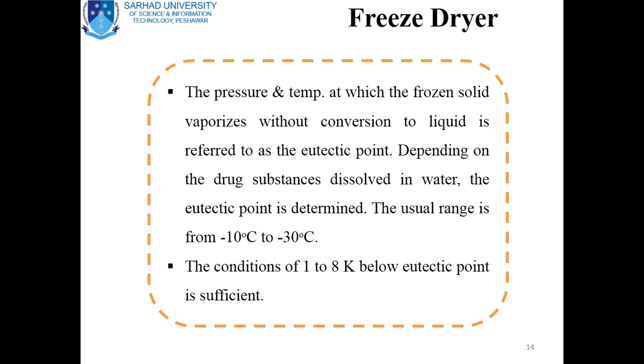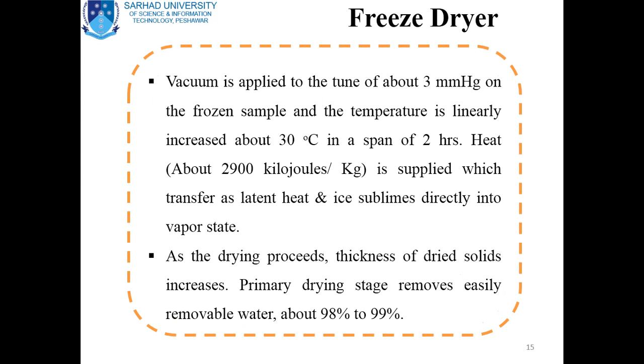This is the usual range of the eutectic points. At that particular point, a condition of 1 to 8 Kelvin below the eutectic point is sufficient. We have to reduce the temperature and pressure below this point, and 1 to 8 Kelvin below the eutectic point is a sufficient condition. Then vacuum is applied to the tune of about 3 mm of mercury on the frozen sample, and the temperature is linearly increased by about 30 degrees centigrade over a span of 2 hours.